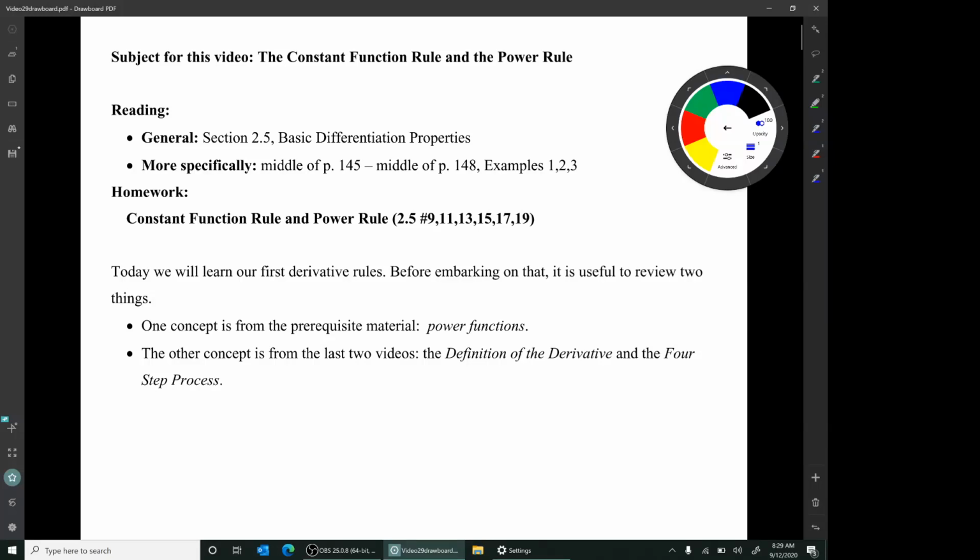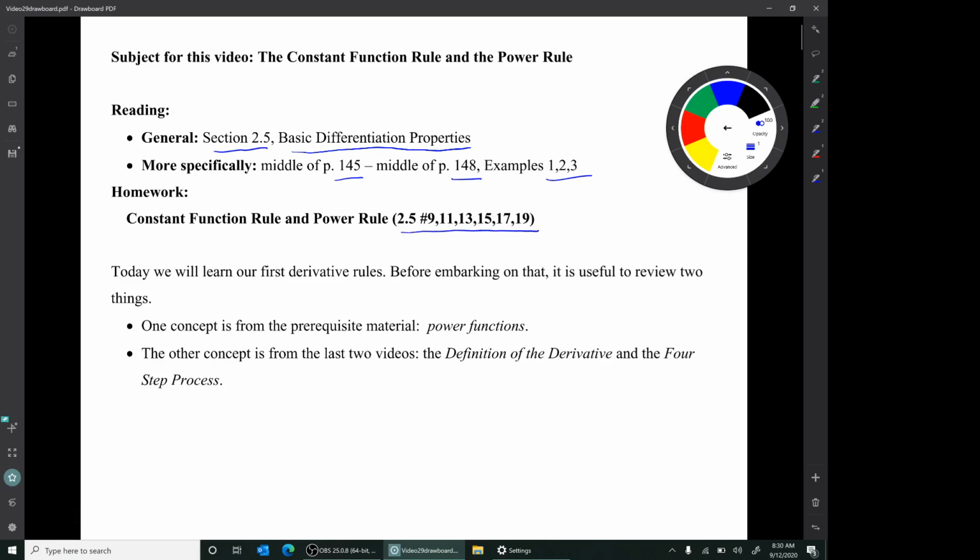Hi, I'm Mark Barsamian. In this video, I'll be discussing basic derivative properties, the constant function rule and the power rule. This material is from the book section 2.5, Basic Differentiation Properties. More specifically, it's from the middle of page 145 to the middle of page 148, examples 1, 2, and 3. The corresponding homework is constant function rule and power rule problems from section 2.5, these 6 problems.